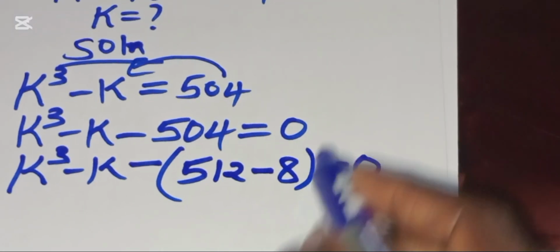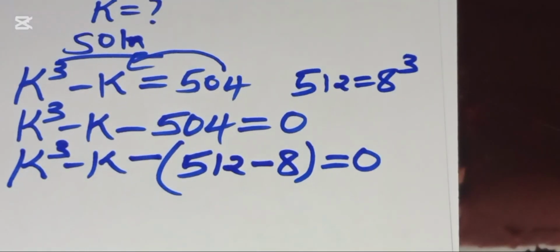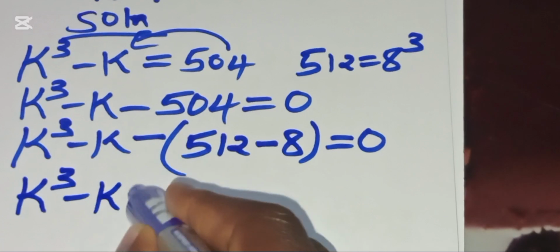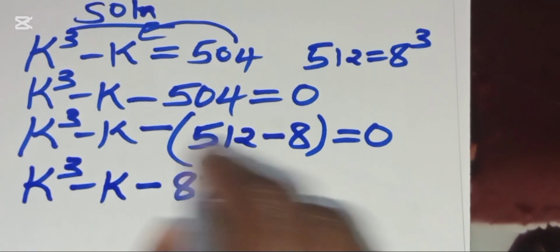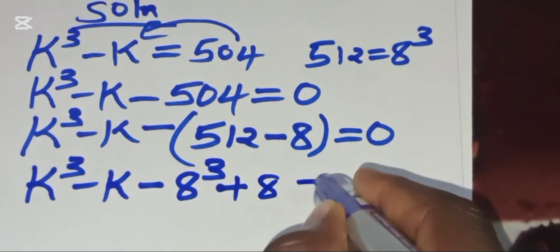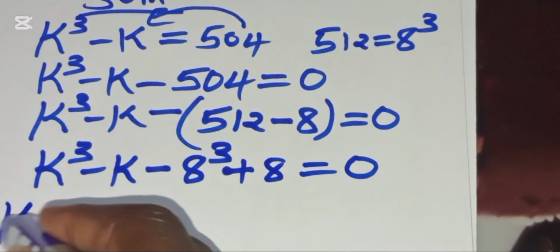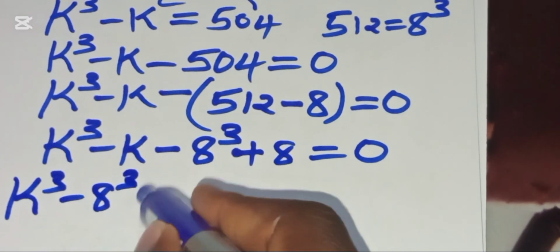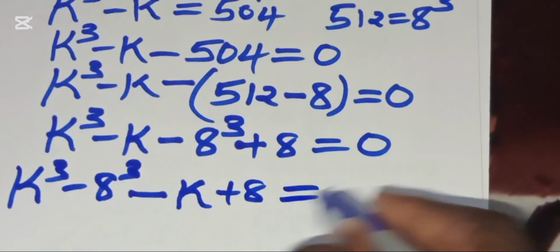Now 512 can be expressed as 8 raised to power 3, so let's substitute this. We're going to have k cubed subtract k, subtract 8 raised to power 3. Negative times negative is the same as plus 8, which is equal to 0. Now let's combine k raised to power 3 with 8 raised to power 3, because the exponent is the same, which is 3, then subtract k plus 8, which is equal to 0.